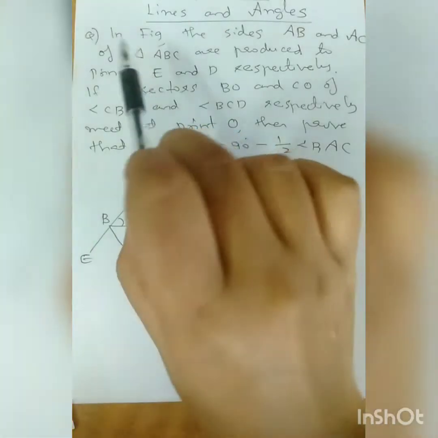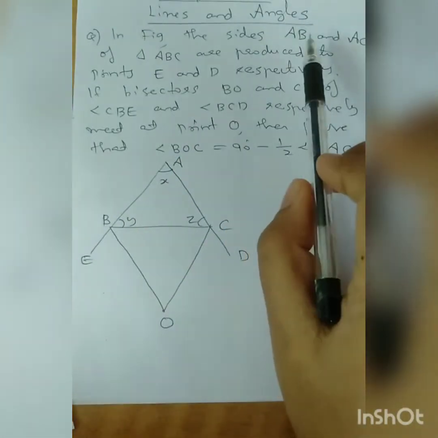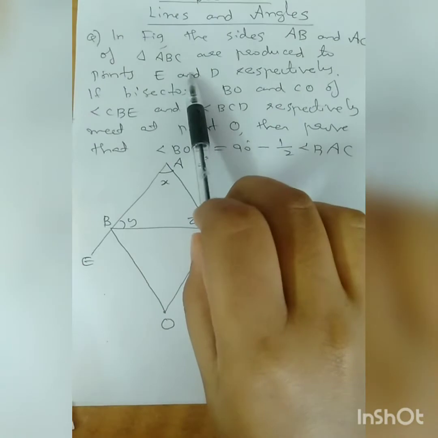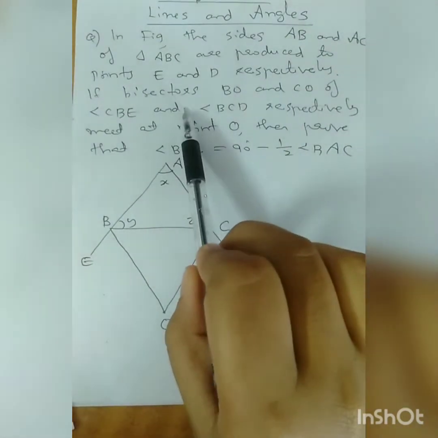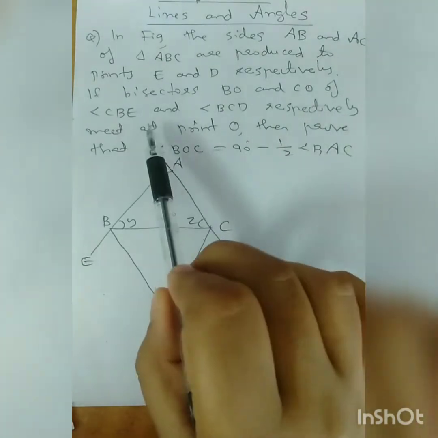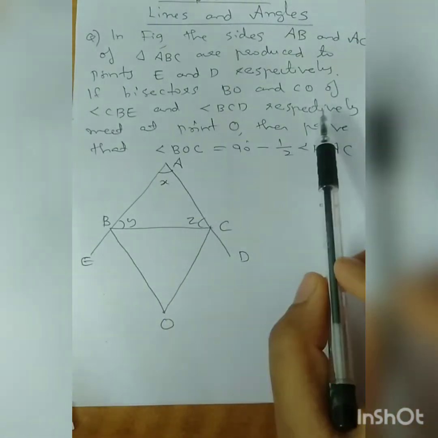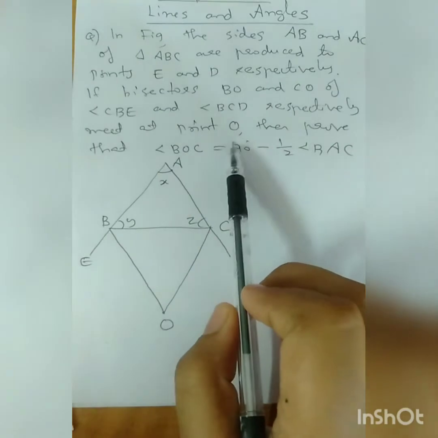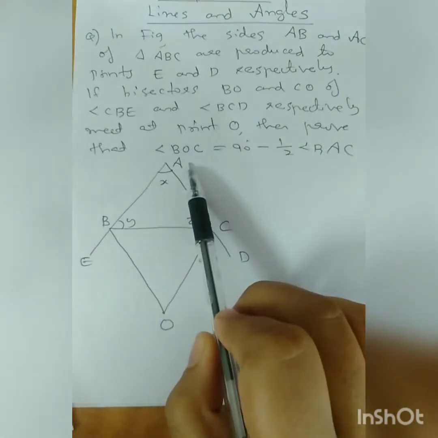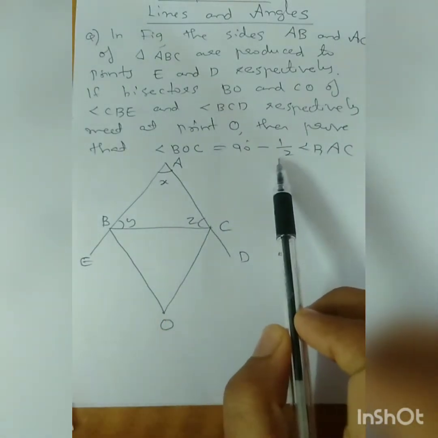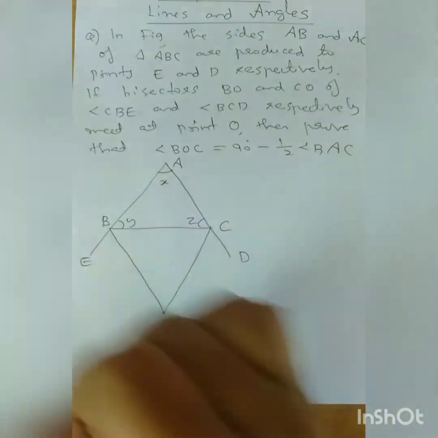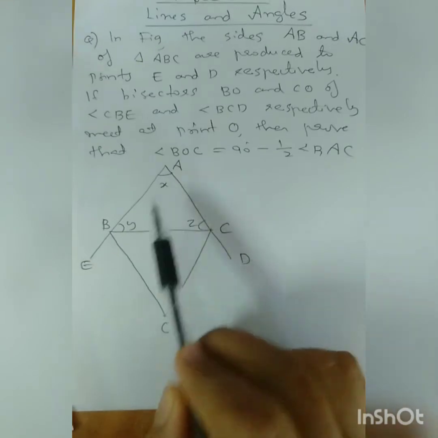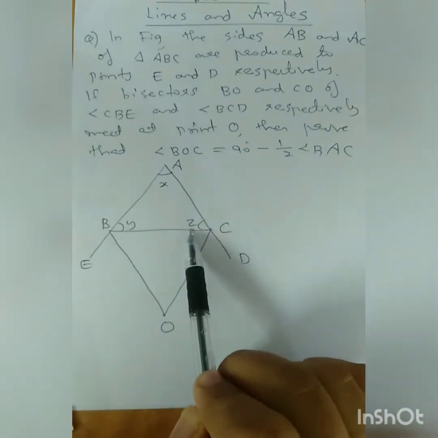Chapter 6. The question is, in the figure, the sides AB and AC of triangle ABC are produced to points E and D respectively. If bisectors BO and CO of angles CBE and BCD respectively meet at point O, then prove that angle BOC is equal to 90 minus half into angle BAC. This is the figure. This angle is x degree, this is y degree, this is z degree.